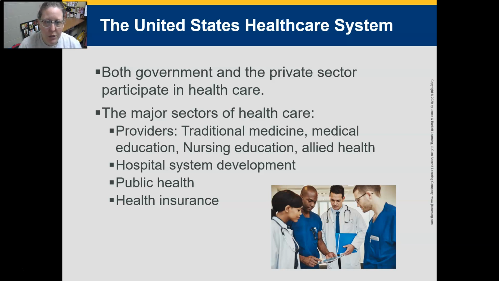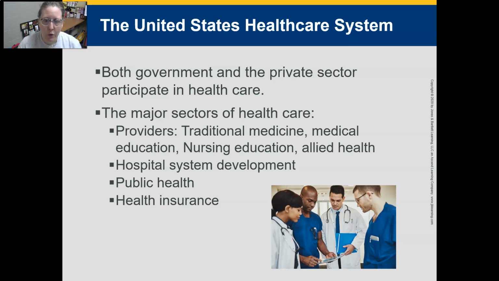So the major sectors of healthcare are first the people, the providers. So we have our doctors trained in traditional medicine, and by that we mean allopathic care, but there are also some alternative medicine providers in there. We have the whole medical education system. We have all the nurses in allied health and all the education system for that. So we have the people staffing the healthcare system, and then we have the infrastructure, the hospitals and the clinics and how those developed over time.